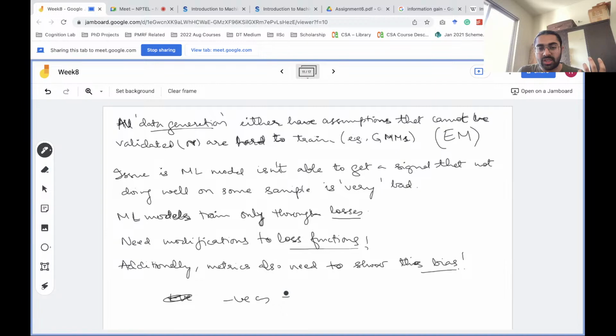So basically, what people do now, I mean, they generally also, is to look at whether we can modify the loss functions itself, right? So that's one way. And we also need the metrics.